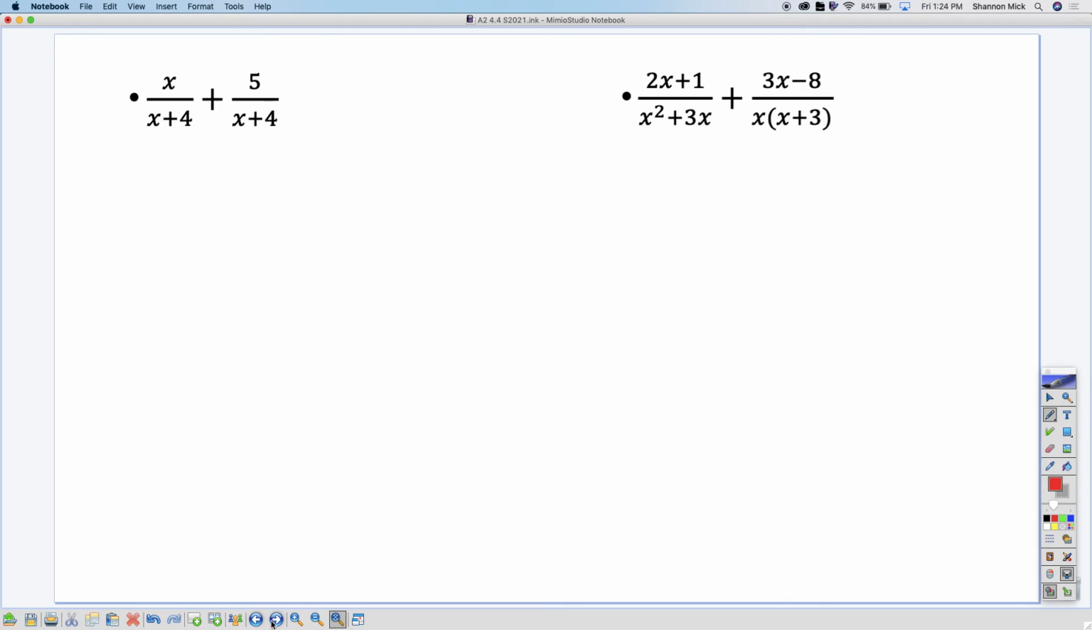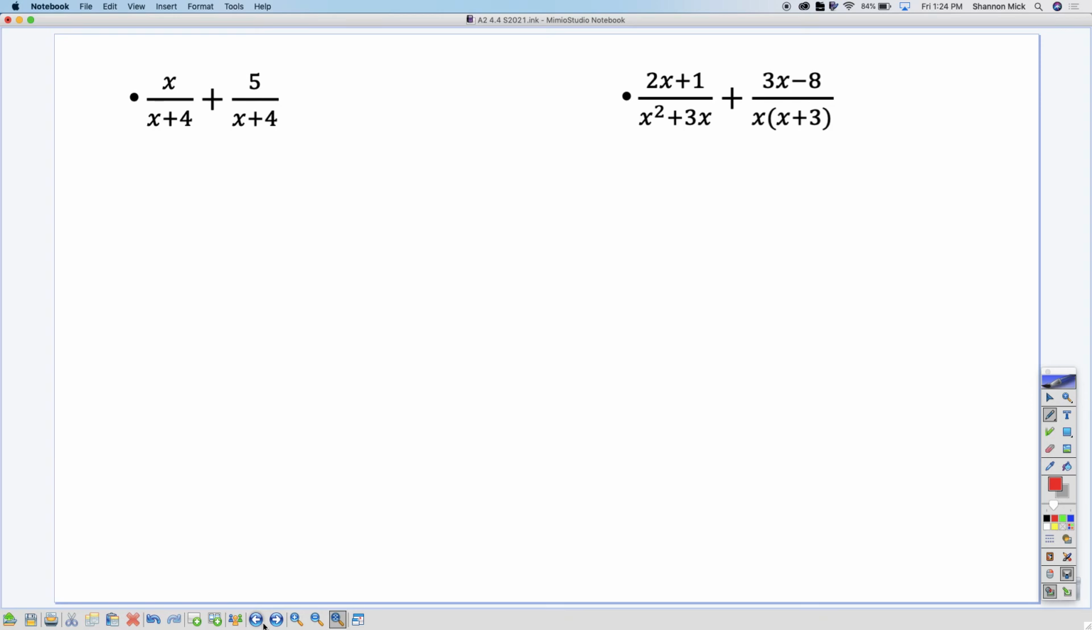Okay, so I have x over x plus 4 plus 5 over x plus 4. I don't have any directions up there, do I? Do I have any words? No. But does the problem tell you what it's doing? Yes, I'm adding. I always get somebody going, what am I supposed to do? You're supposed to add them.